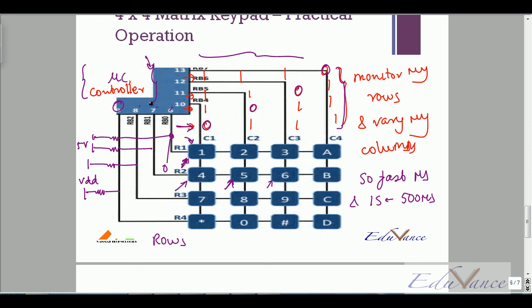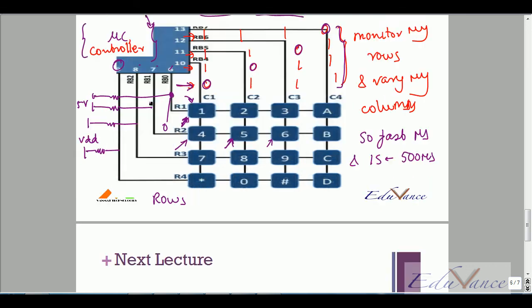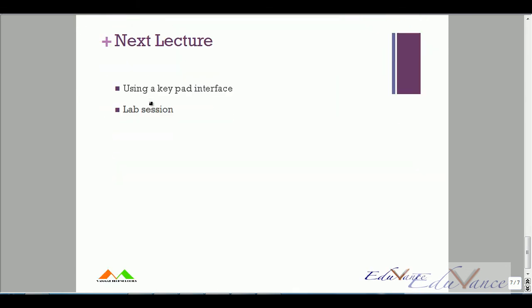So that said, this was just the basic introduction for a 4x4 matrix keypad. In the next lecture, we will see how to use a keypad interface using whichever platform we are working on, and we'll do a lab session on that.